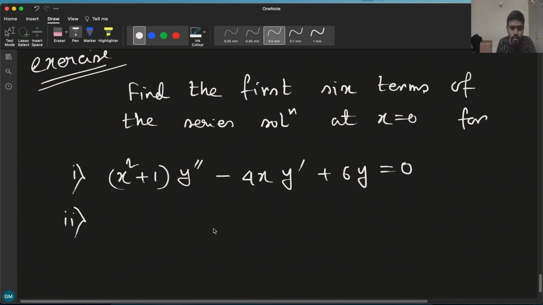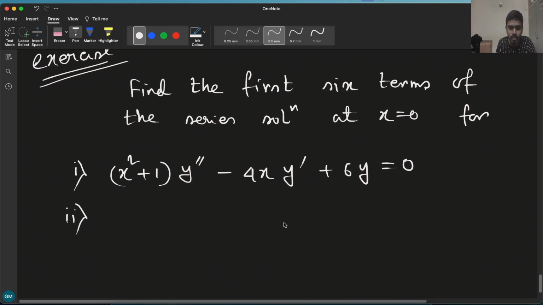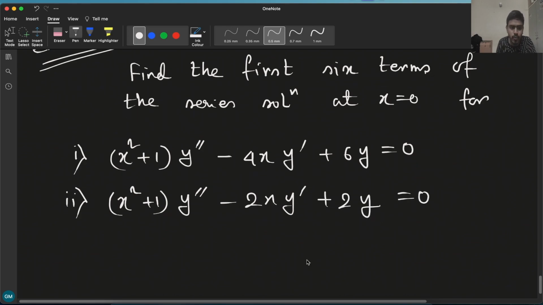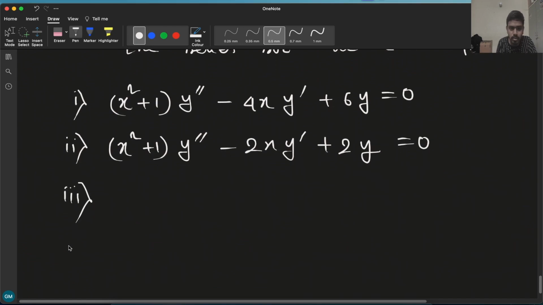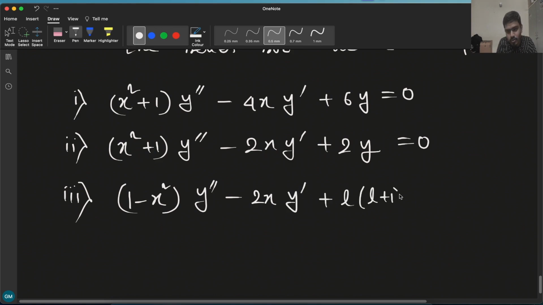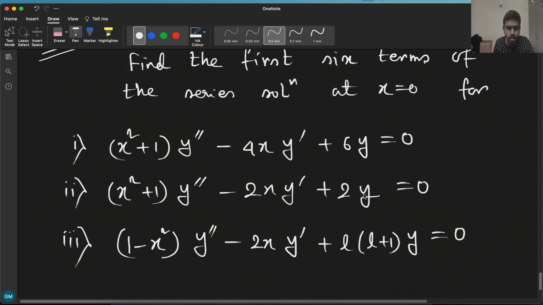Number 2, so you can try these problems at home. I will not solve them. So these will be similar to the 2 problems you already solved. X square plus 1 y double prime minus 2x y dash plus 2y equals to 0. And the last one, this you can try. I will expect you to try 1 minus x square y double dash minus 2x y prime plus L into L plus 1 y equals to 0. Okay, this L is a constant. So you can try these 3 problems.